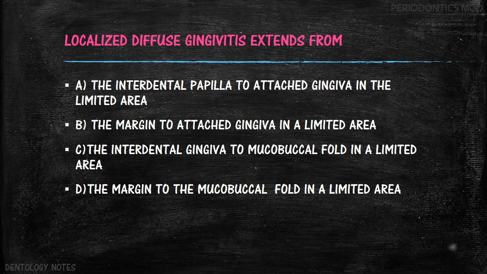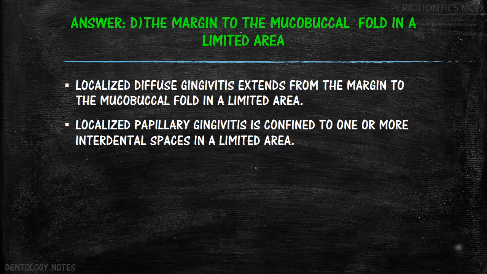Localized diffuse gingivitis extends from: A. The interdental papilla to attached gingiva in the limited area. B. The margin to attached gingiva in a limited area. C. The interdental gingiva to mucobuccal fold in a limited area. D. The margin to the mucobuccal fold in a limited area. Answer D. Localized diffuse gingivitis extends from the margin to the mucobuccal fold in a limited area. Localized papillary gingivitis is confined to one or more interdental spaces in a limited area.